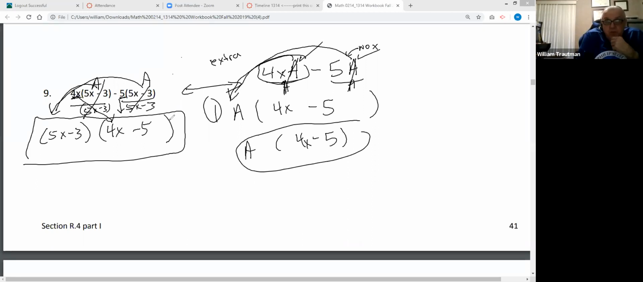That's a tough one, but like I said, we've got tons of these to do today. I think there's 34, 35 problems in this section of the workbook.